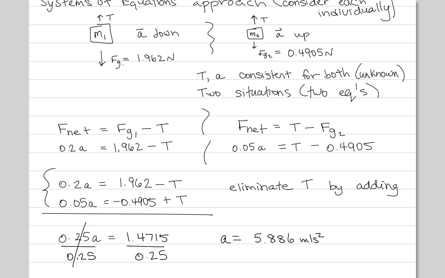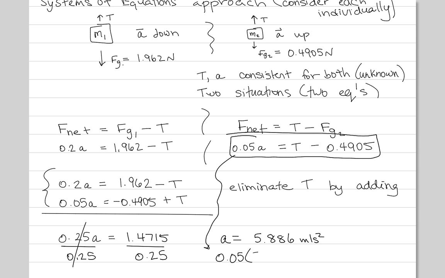Okay? So I'm just going to sub this back in. I'll choose the second one. I don't know why. So subbing back in, 0.05 times 5.886, and then plus 0.4905, and I'll have the tension.